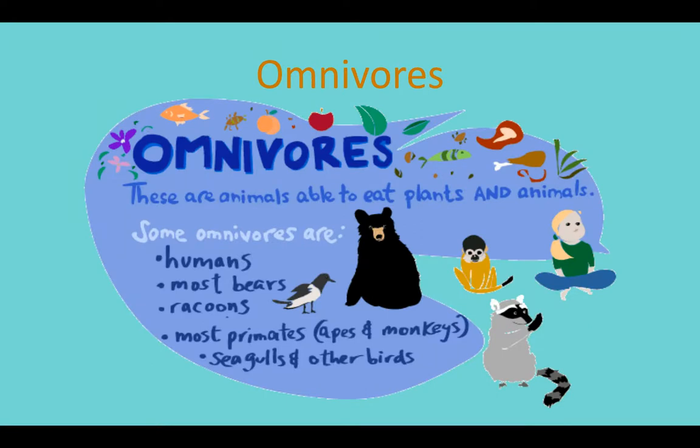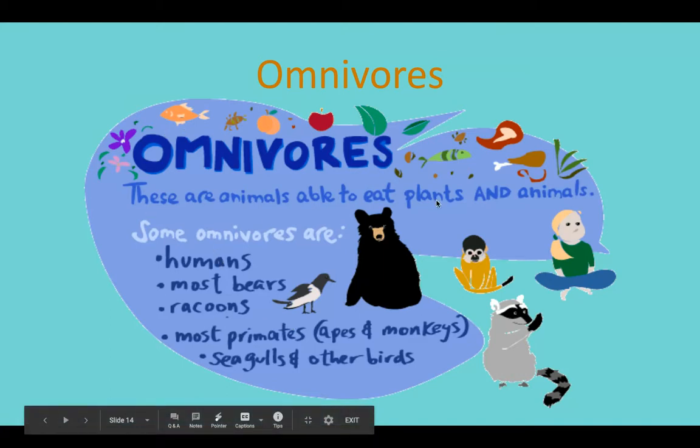And last, omnivores. Say omnivore. So, an omnivore is an animal that is able to eat plants and animals. We fall into this category. So do most bears, right? They love to eat berries, but they also eat salmon. They also eat a lot of fish. Raccoons will just eat anything, right? You got to make sure your trash cans are closed if there's a raccoon around. Most primates, so apes, monkeys, orangutans, gorillas, and seagulls and other birds. So these are all examples of omnivores. So these are things that eat both plants and animals.